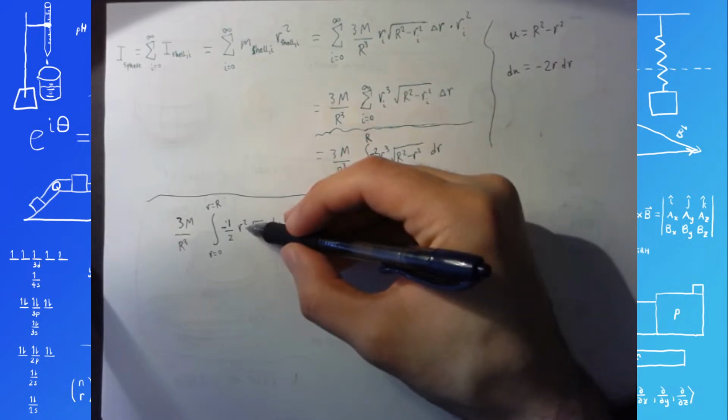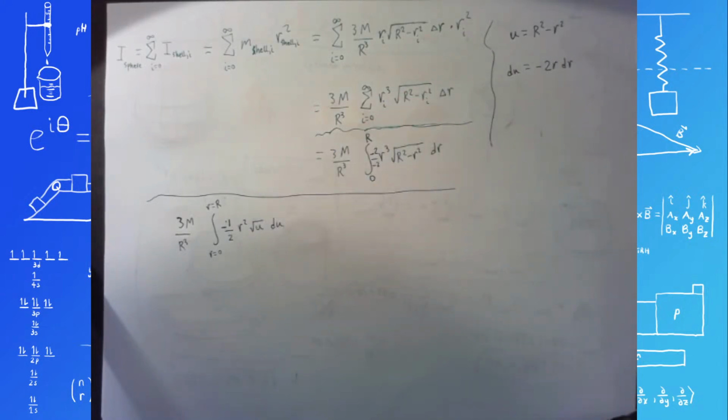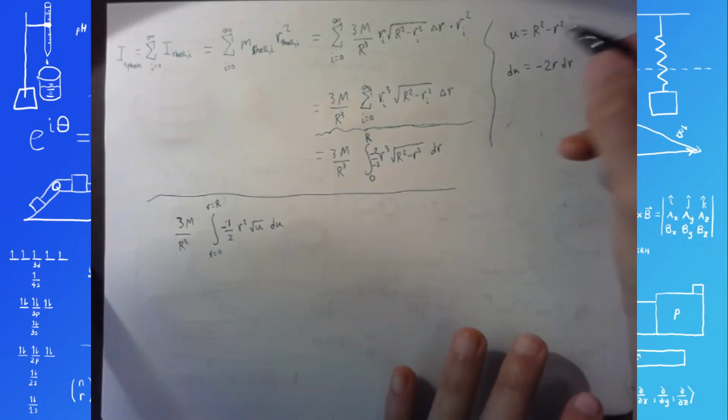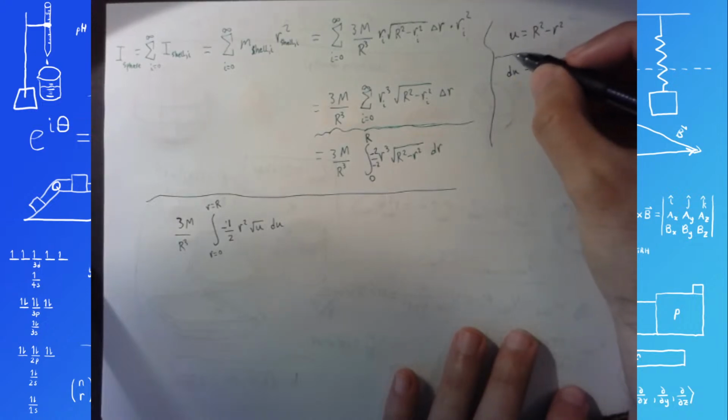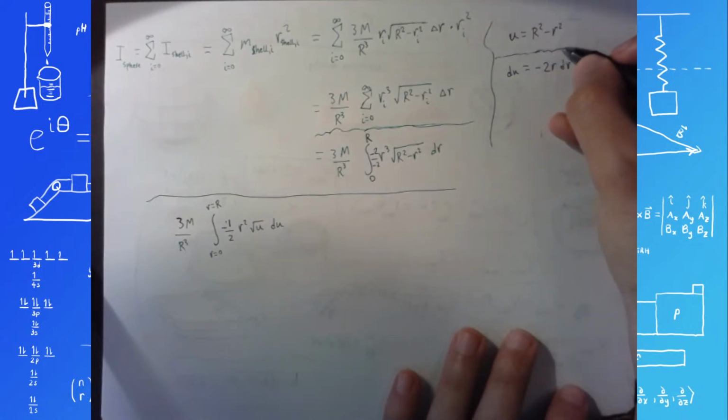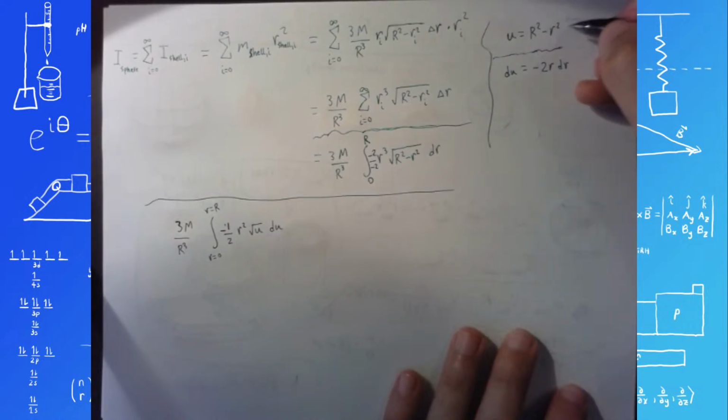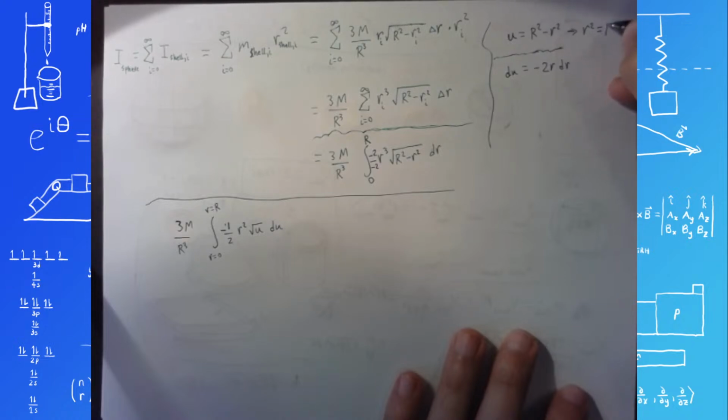I still need to deal with this r squared and rewrite it in terms of u. This is why I spent so much time last week going over back substitution. So what we can do is solve for r squared. If I add r squared to both sides and subtract u, then this equation rearranged becomes r squared equals big R squared minus u.